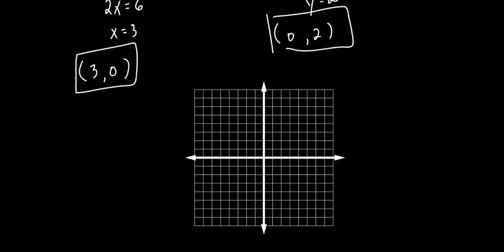All right, so let's graph that. We'll do it in another color. All right, so 3, 0, where is that? 1, 2, 3, 0 is right there. 0, 2 is right there. What do we do with those 2 points? Connect them. Now this is a line, okay, there's no restriction or anything. And there you go. You just graphed using the x and y intercepts.